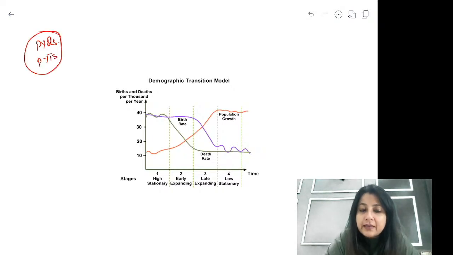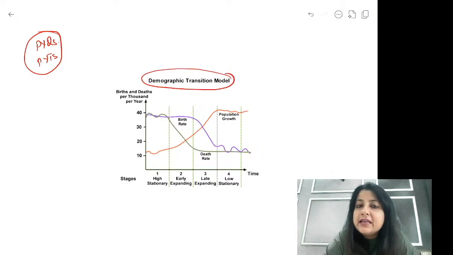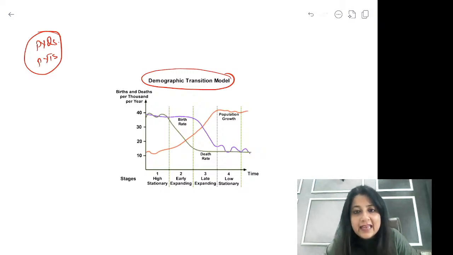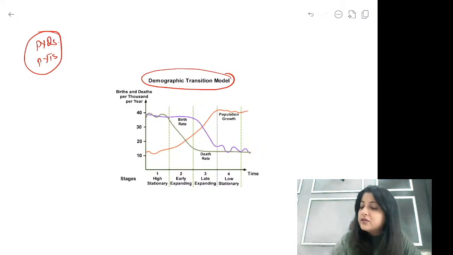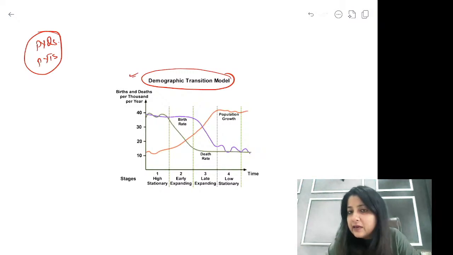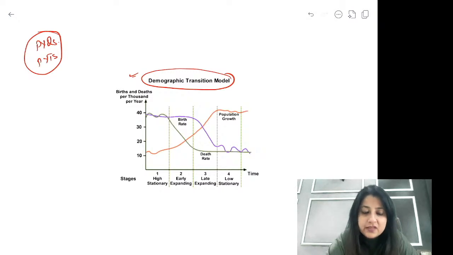Okay, now see. When the question came in the FMG exam, they asked the name of this image. What is the name of this image, everybody? Demography transition model. We shouldn't say cycle or population cycle or growth cycle. No, it is showing transitions from one phase to another. So what is the name of this? This is nothing but a demography transition model.